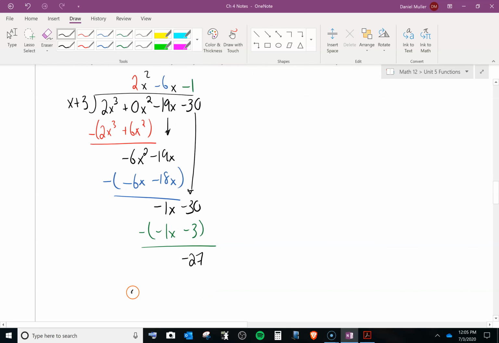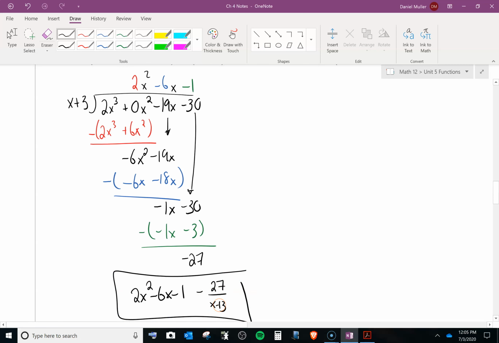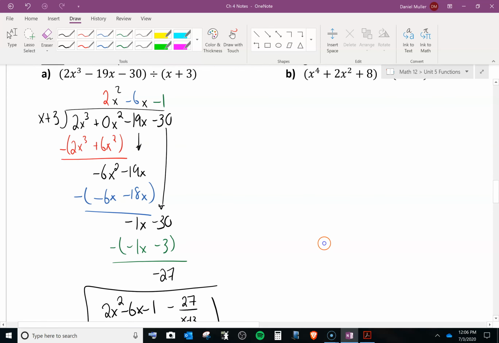Therefore, I believe my answer, I'll have to double check this here, but 2x squared minus 6x minus 1, and then there's a minus 27 over x plus 3, my remainder over what I divided by. All right, so let's keep going on to the next one.